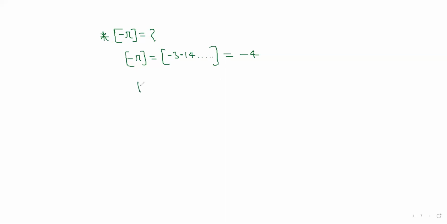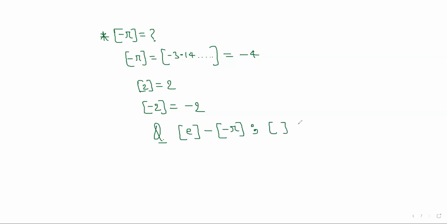The greatest integer function of an integer is always that integer itself. The greatest integer function of minus 2 is always minus 2. One question: find the greatest integer function of e minus the greatest integer function of pi. Guys, try to calculate it yourself.